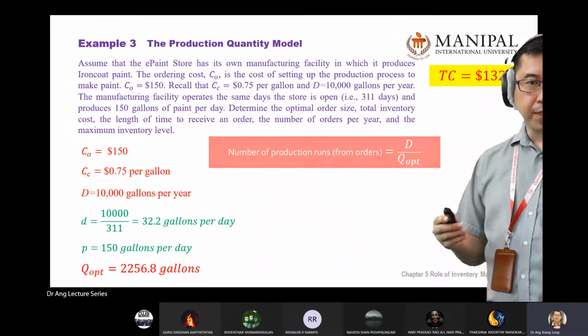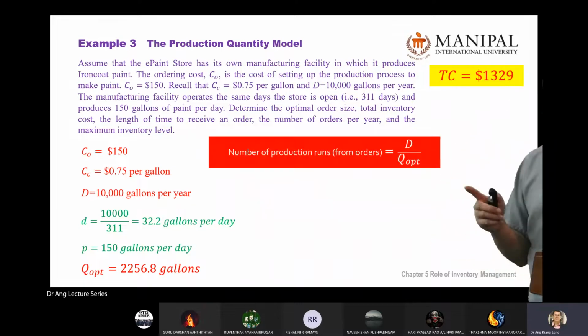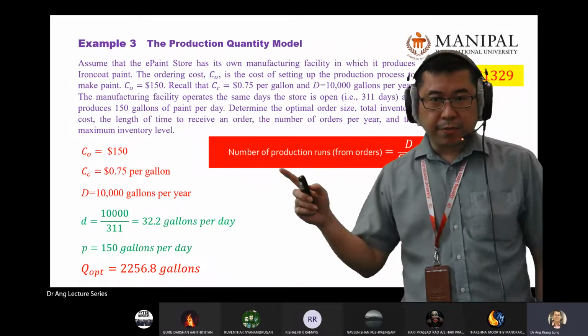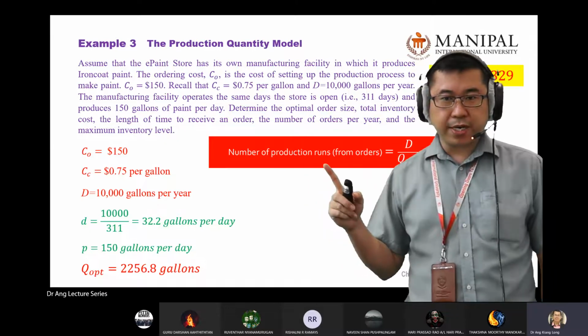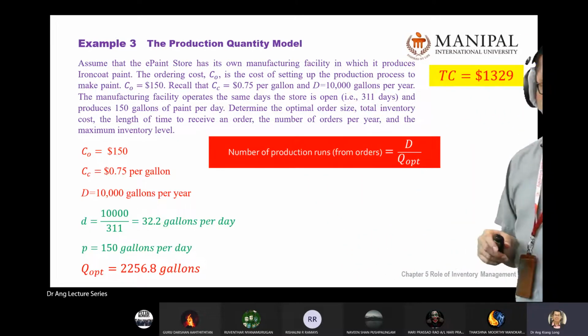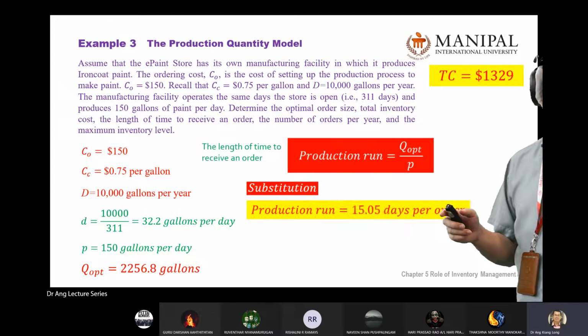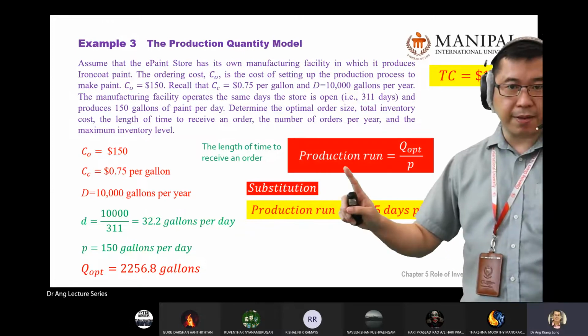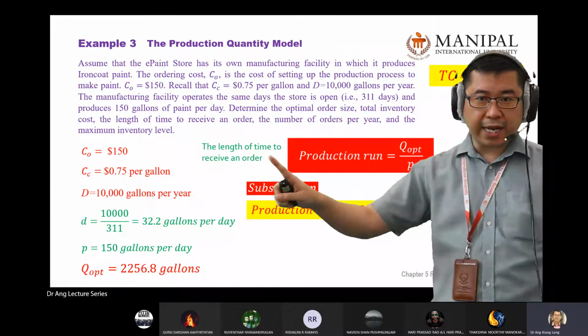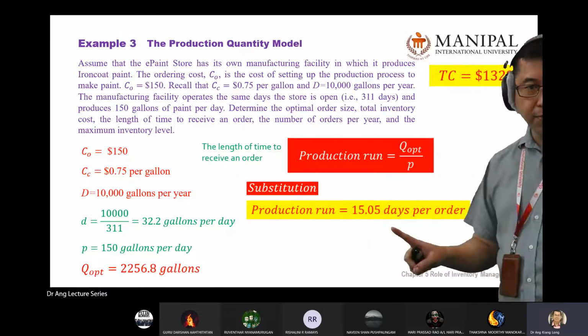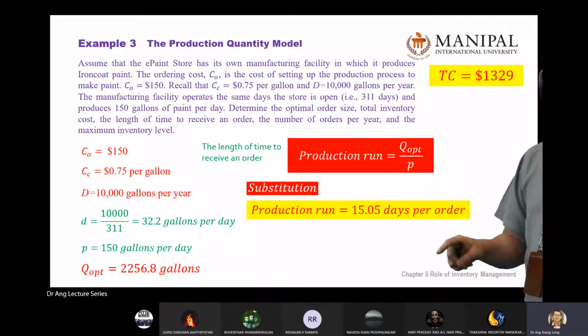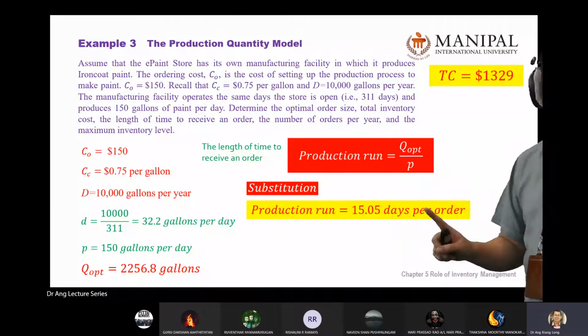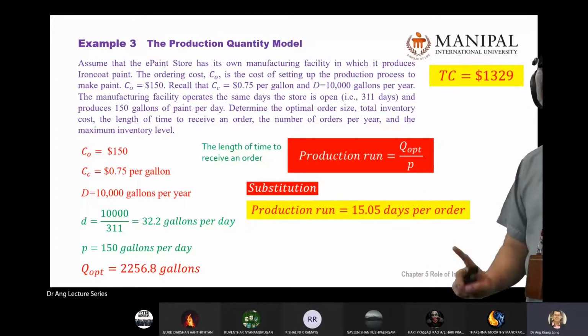Okay, so I put the day over there. So the next one is number of production runs per order. Just now we found the production run time, or length of time to receive an order. We calculate Q divided by P. We get this number in the unit of day per order.